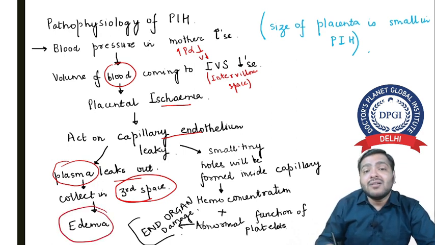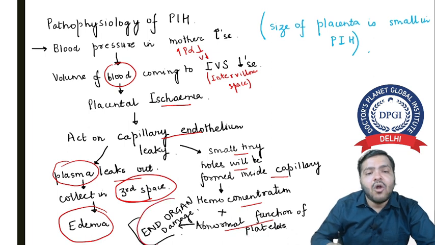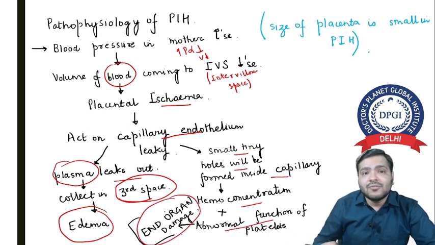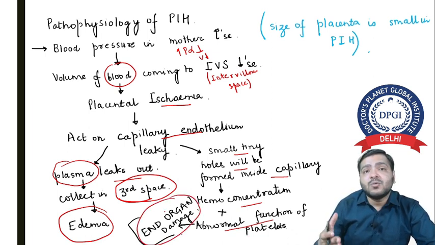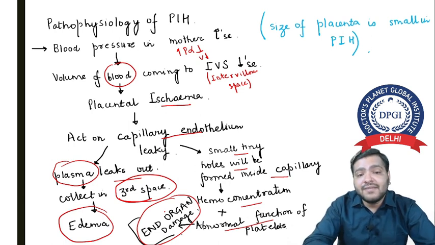After that, it will also create small tiny holes inside the capillary. Hemoconcentration will be there along with abnormal function of the platelets, and this constitutes the end organ damage. So basically the blood pressure which is increasing can have such a major effect. It can lead to damage of the organs along with the edema.